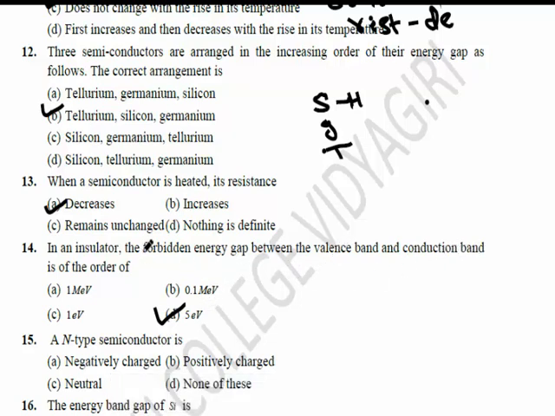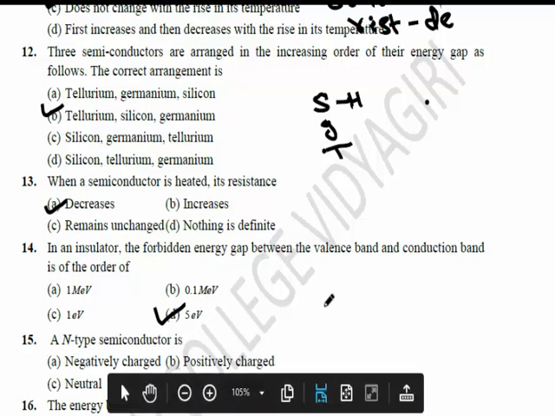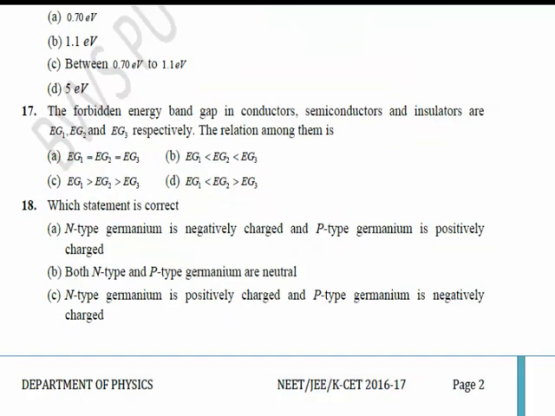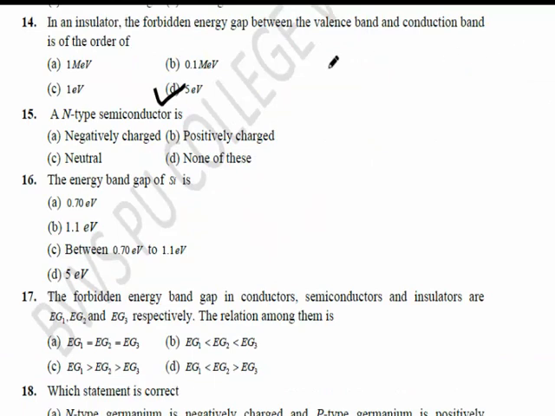So insulators don't conduct. So the highest means 5 electron volt. So the next question is the 15th question. Let us move to the 15th question. Okay, 15th question.